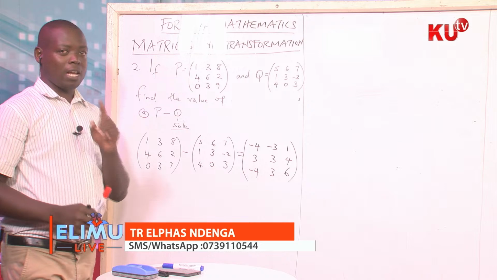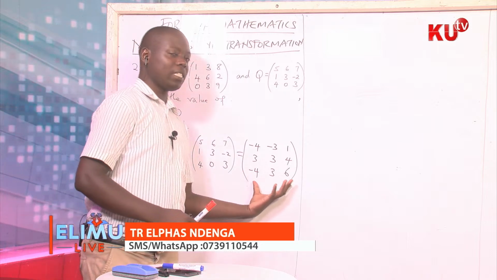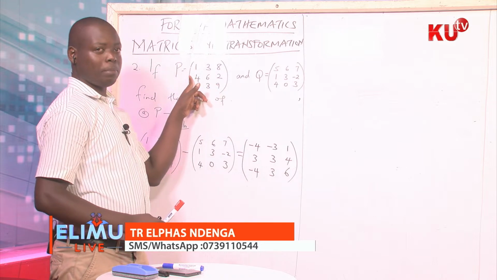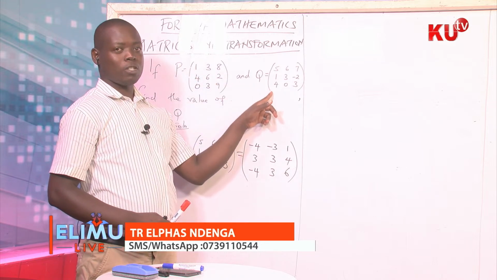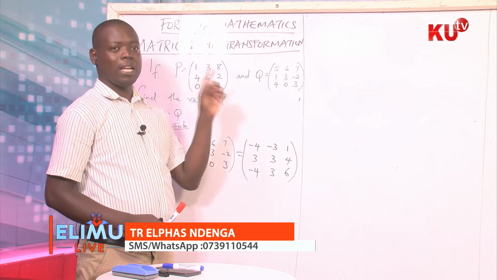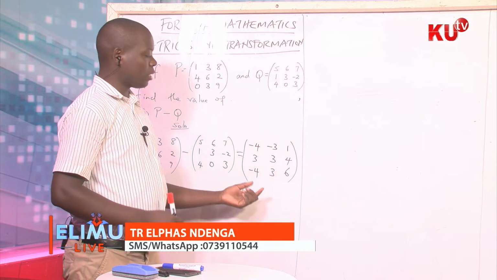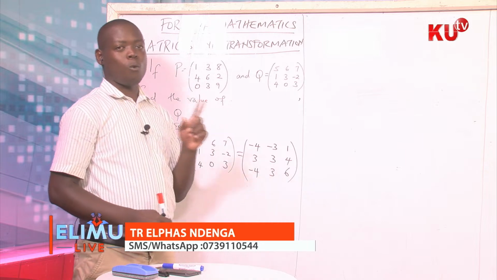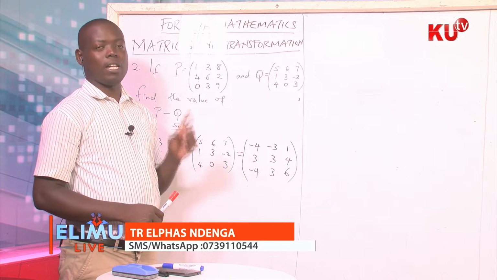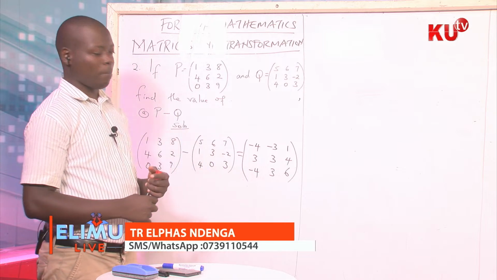And you'll realize, students, that this is the same order just as the matrix P and Q. So we will not have a situation whereby you have a matrix of order 3 by 3 resulting into a matrix of a different order when you apply addition or subtraction. They will remain to be the same order.